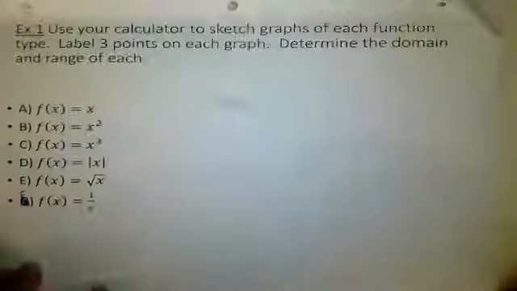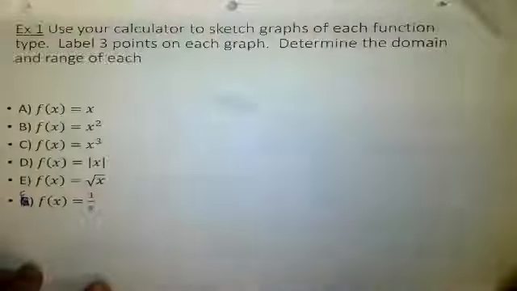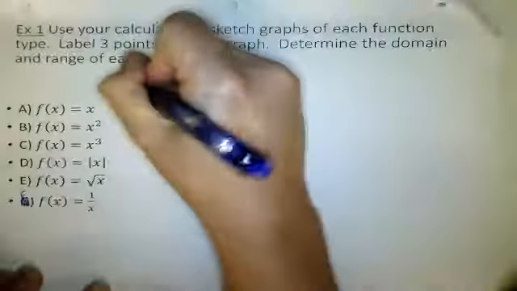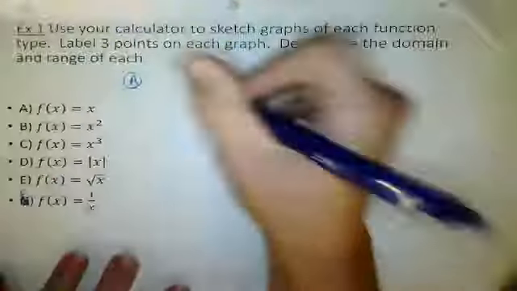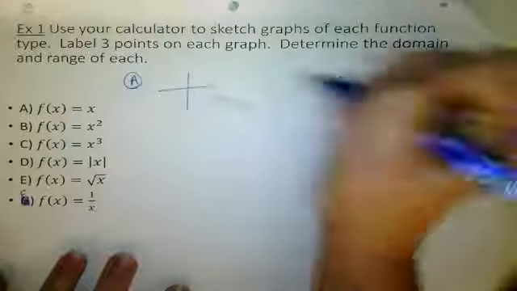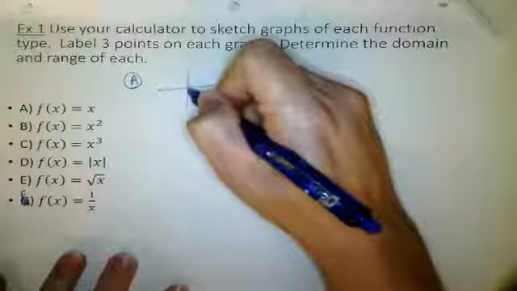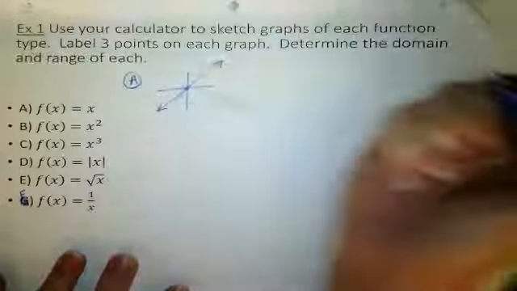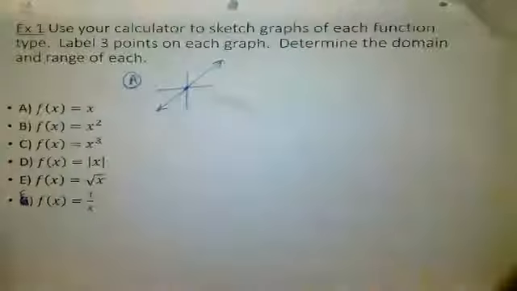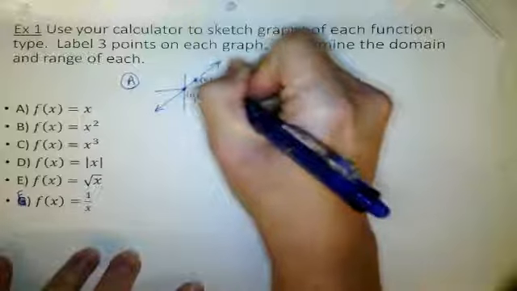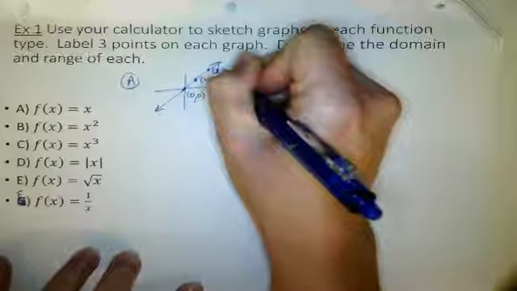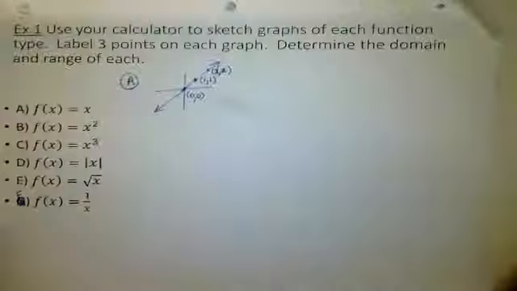So, example 1. Use your calculator if you need, you might not need a calculator. Sketch the graph of each function type, label 3 points on each graph, and determine the domain and range of each. For example, the first function, f of x equals x. What is that graph? Yeah, the slanty line. Often called the identity function, because the x and the y are identical. So I'm going to label some points there: 0, 0, 1, 1, and 2, 2.